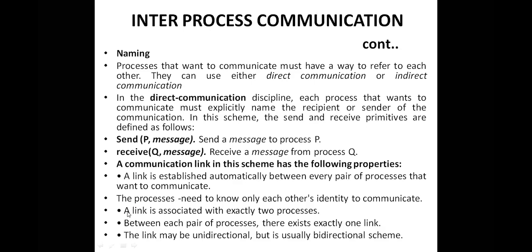The first one is only two processes. Exactly two processes must be connected with each other. There should be only one link, not more than one. For example, if there are two processes P and Q, there should be only one link between process P and process Q. And the link may be unidirectional or bidirectional. Unidirectional means only one direction. Bidirectional means two-way.